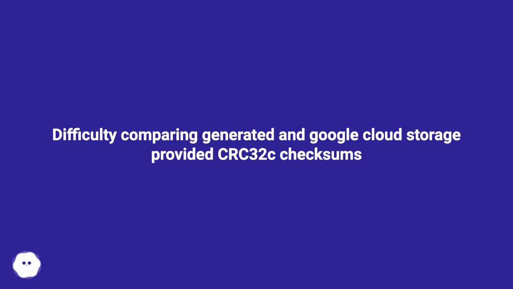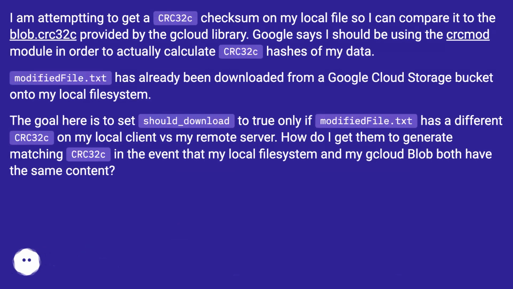Difficulty comparing generated and Google Cloud Storage provided CRC32c checksums. I am attempting to get a CRC32c checksum on my local file so I can compare it to the blob.crc32c provided by the cloud library. Google says I should be using the CRC-mod module in order to actually calculate CRC32c hashes of my data.